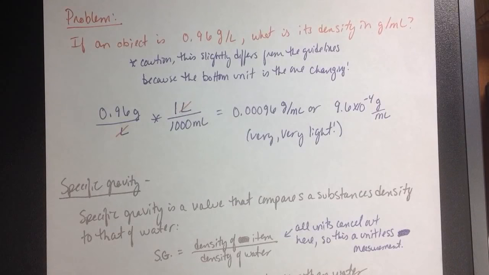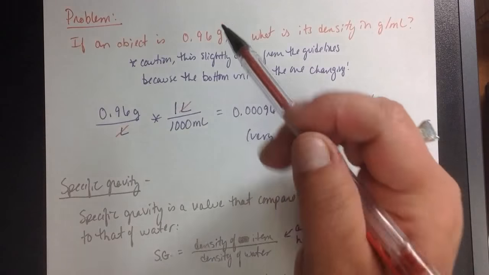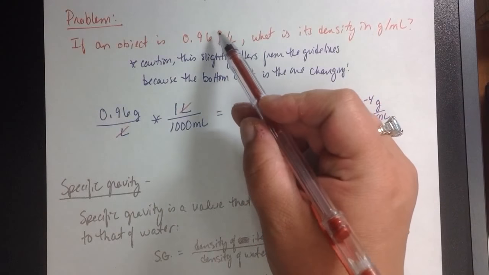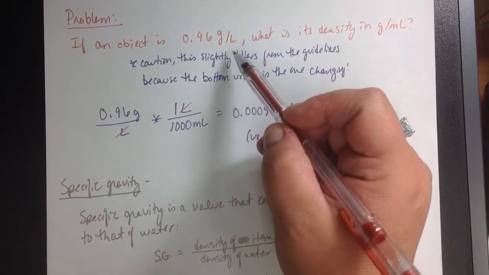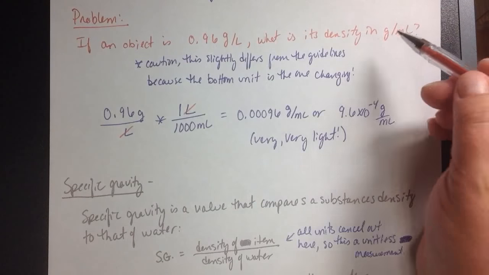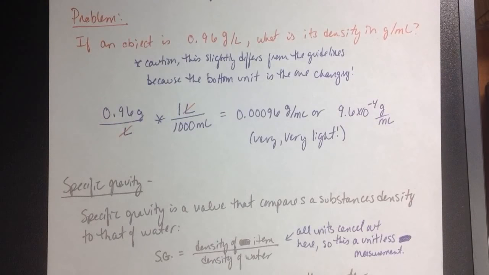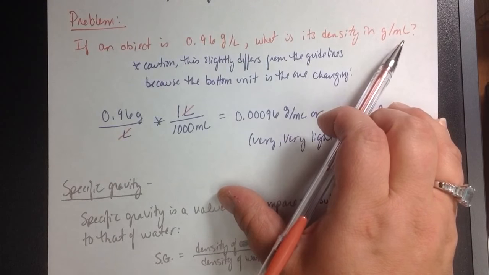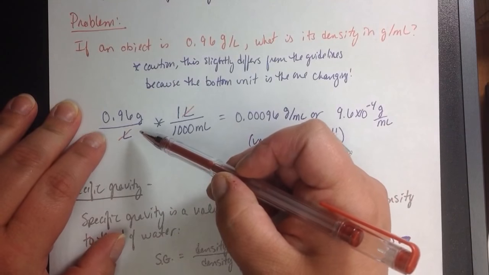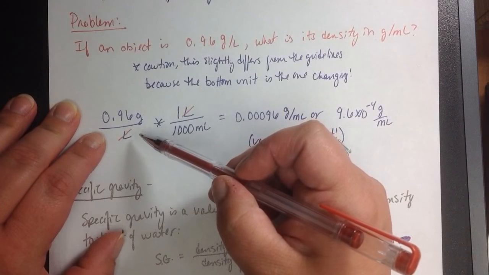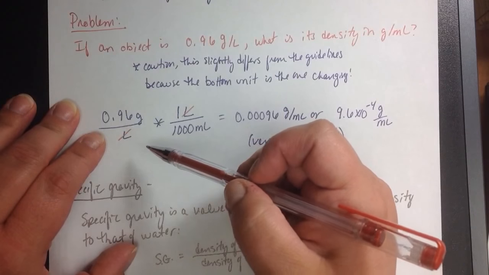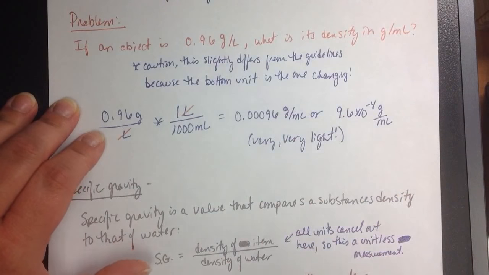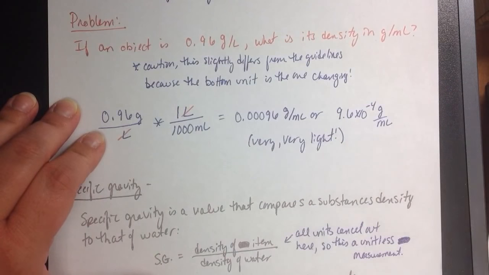But let's go on. If an object is 0.96 grams per liter, so that's a density, how many grams it is per volume, what's the density in grams per milliliters? This is telling you that you need to figure out a conversion between liters to milliliters. What makes that a little bit more difficult is the fact that you have not just one unit here to keep track of, but that you have two. So hopefully you know that 1 liter is 1,000 milliliters, or you can look that up somewhere.